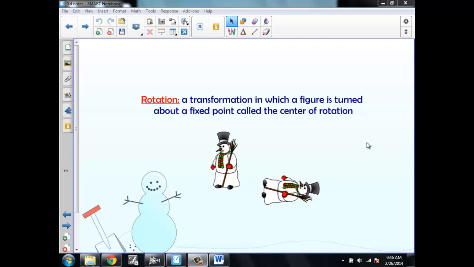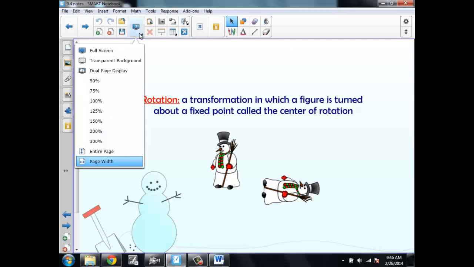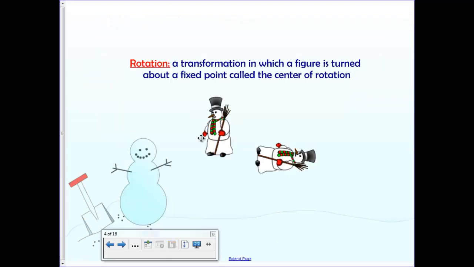Rotation. This lesson is pretty short and pretty sweet. To do the homework tonight, you're going to need the notes for the rules, so make sure you're watching and paying attention because it goes pretty quick. A rotation is a transformation in which a figure is turned about a fixed point called the center of rotation.